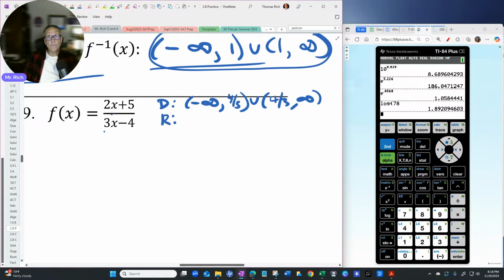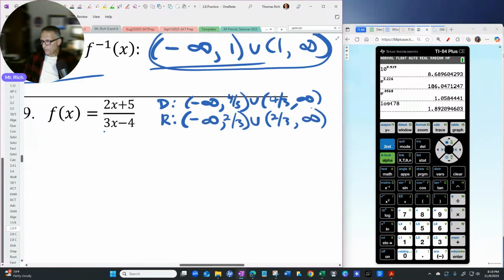Now we do have a horizontal asymptote at 2/3 because we have the same degree, top and bottom. Therefore, the horizontal asymptote is at the ratio of those coefficients. So the range is going to be from negative infinity to 2/3, and then we would union that with 2/3 to infinity.